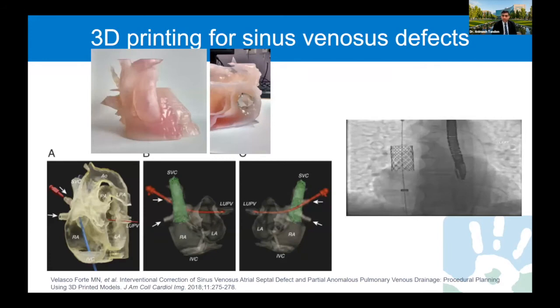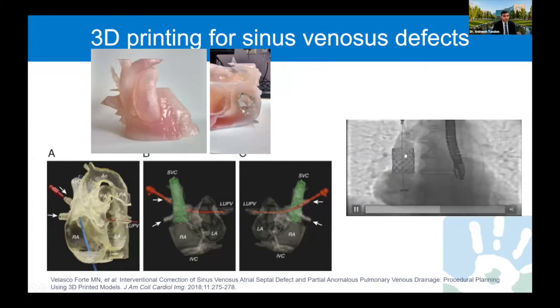But this can also be done using 3D printing. So in this case report with some of my friends at King's College London, they had generated a 3D printed model of the sinus venosus defect and then basically planned putting a covered stent in the 3D model. They did a CT of that model and reconstructed it. And then lo and behold, that's exactly what they saw when they did the procedure in the cath lab. Here's an injection into the SVC where you see there's no drainage to the pulmonary veins.